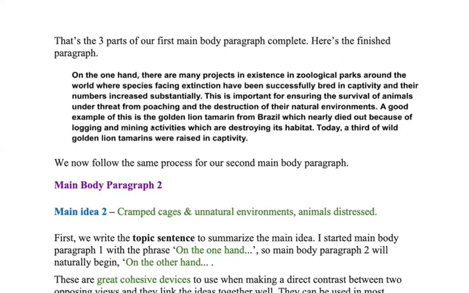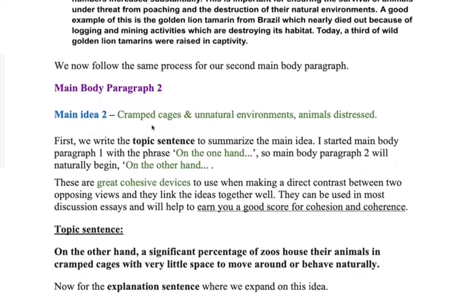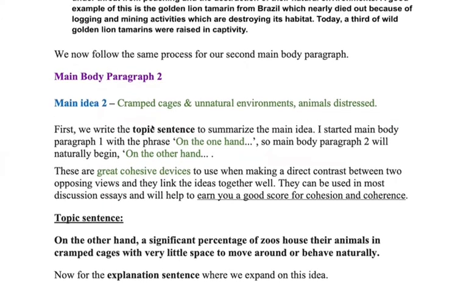So we now follow the same process for our second main body paragraph. So we should do the same thing. So we have the idea. The main idea is cramped cages, okay? No big enough spaces for animals to move around.